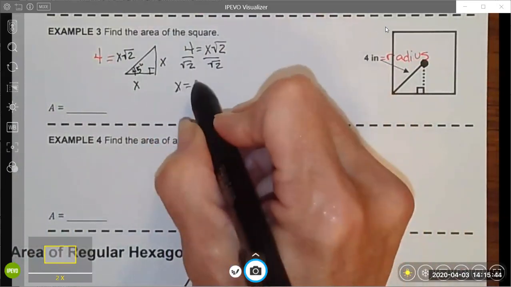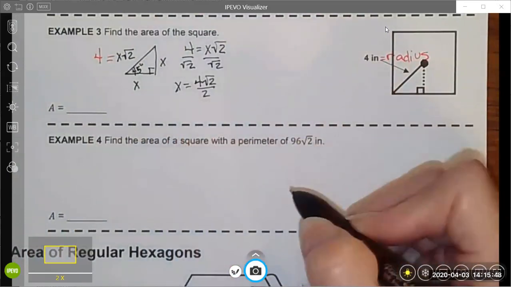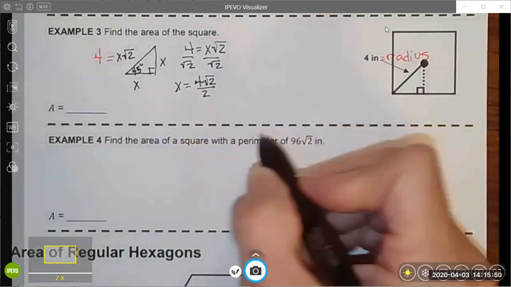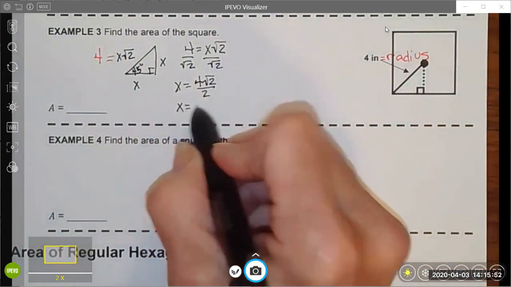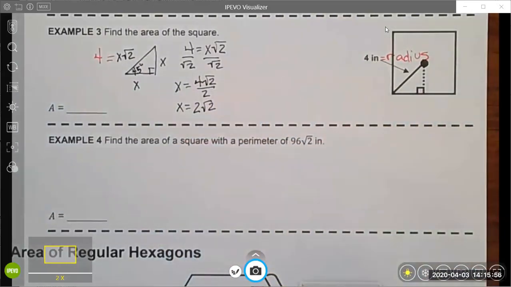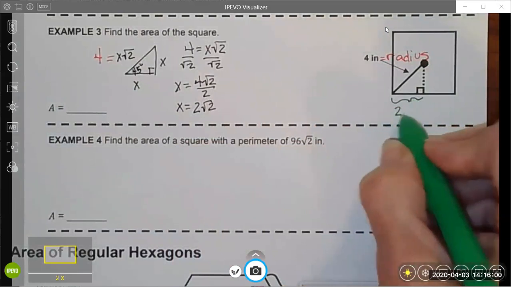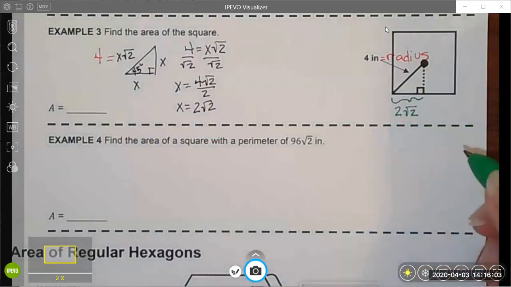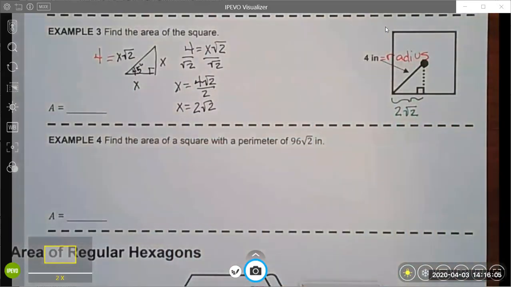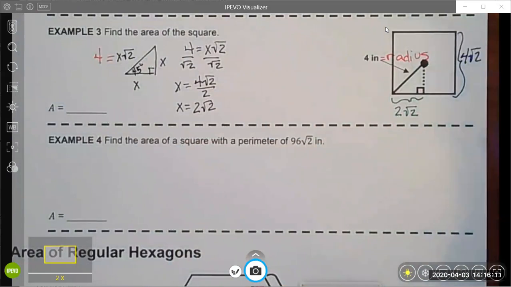When I rationalize this denominator, I get 4 square root 2 divided by 2, and I can simplify that a little bit more and learn that the apothem, or the distance from the midpoint to the vertex, is 2 square root 2. I need to multiply that by 2 to find the length of the entire side, giving me 4 square root 2 as the length of my side.